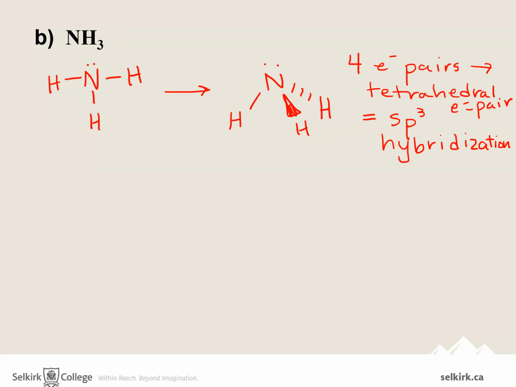Now, if I explained that slowly to you, let me give you a shortcut. If I have 4 electron pair domains, then what kind of hybridization do I need? An s and 3 p's is 4. Adds up to 4 electron pair domains, tetrahedral.